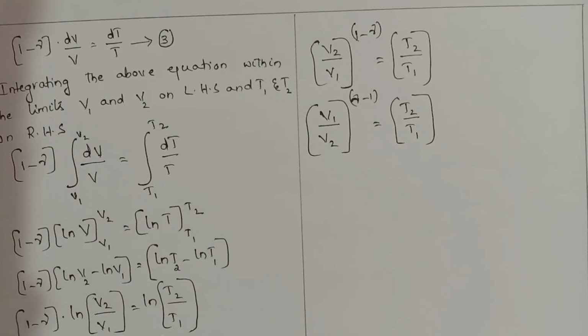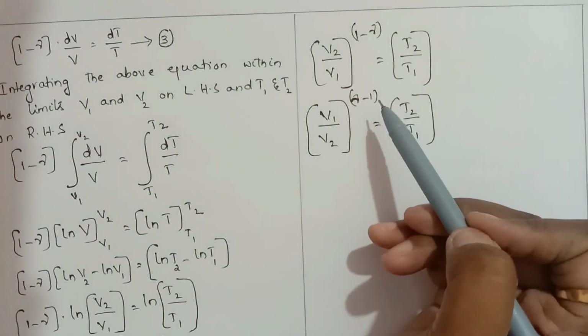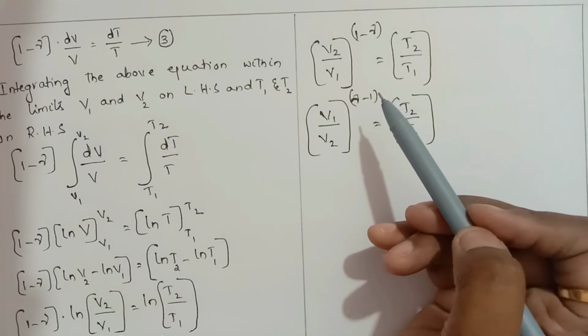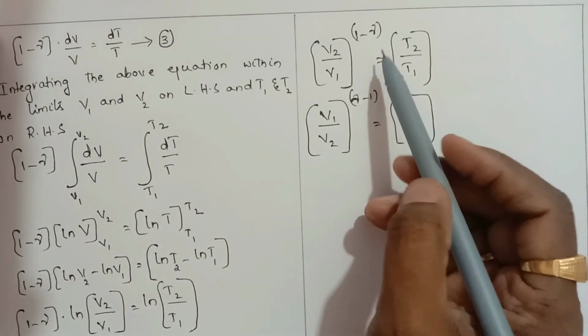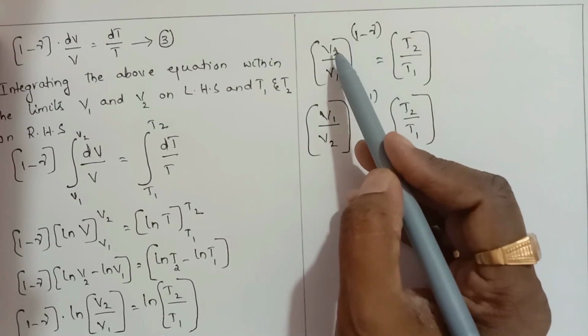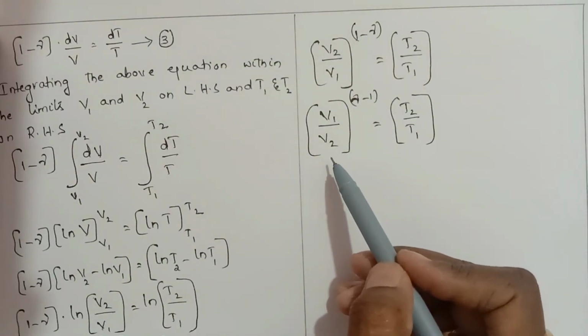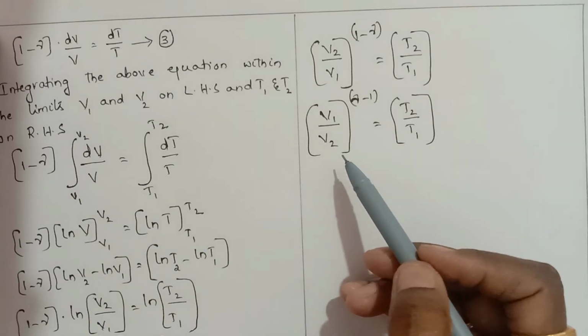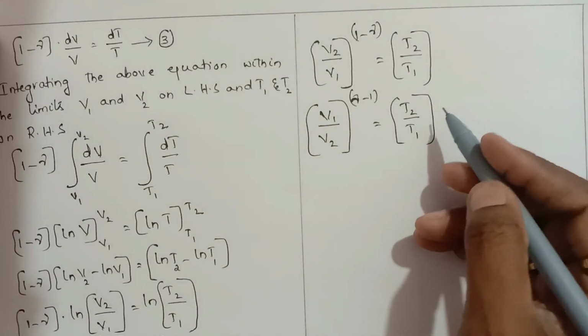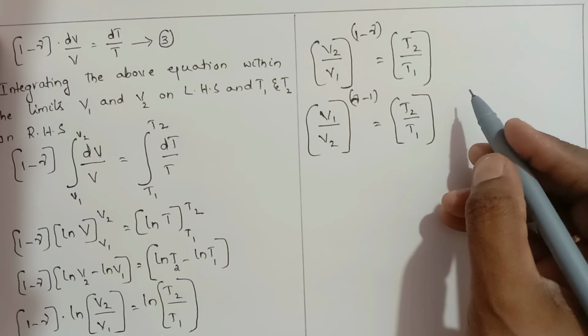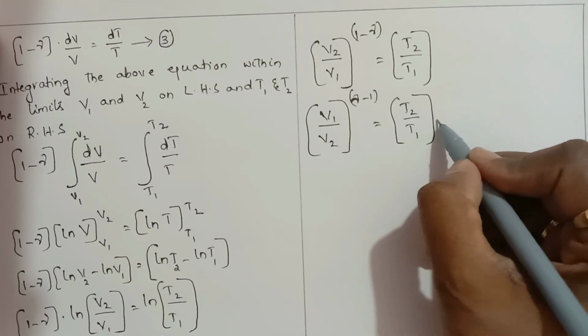So, I changed the power from 1 minus gamma to gamma minus 1. We cannot change it just as we like. When we change it to gamma minus 1, this also has to be changed, so it becomes V1 by V2. Now carefully mark this as equation number 4.